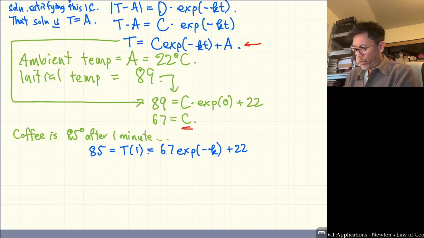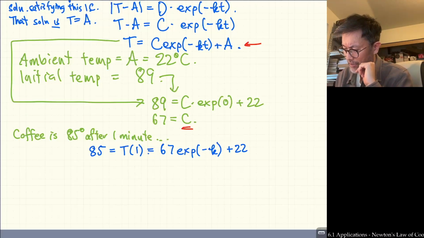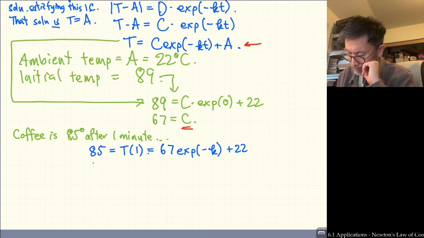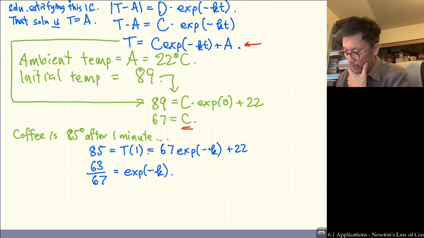Okay. So, I should be able to solve this for k. Let's try. So I subtract 22 from both sides and I get, what is that? 63? And I divide both sides by 67. And this is supposed to be exp of negative k. Now I take the natural log of both sides.